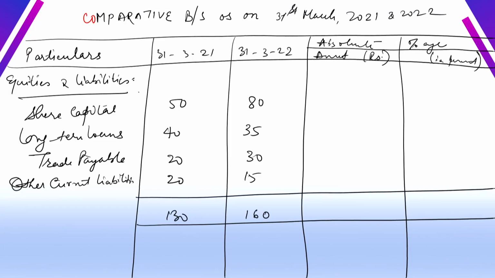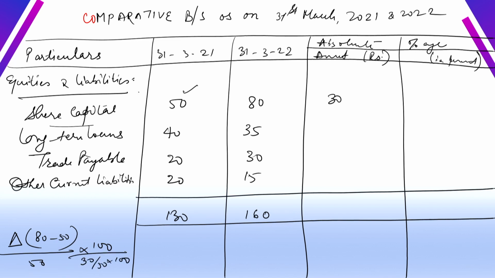Now first we will take the changes in absolute terms, in rupees. What we see here is that the share capital for the year 2021 was 50,000 and later it was increased to 80,000 rupees, as we can clearly see that there is an increase of 30,000 rupees here. This 30,000 accounts for how much percentage of the change? When we take the percentage change, we tell it as a delta. Delta is a change, that is 80 minus 50 divided by the base value, which will be here 50, multiplied by 100. So it will be 30 divided by 50 into 100, and this figure will be 60%.